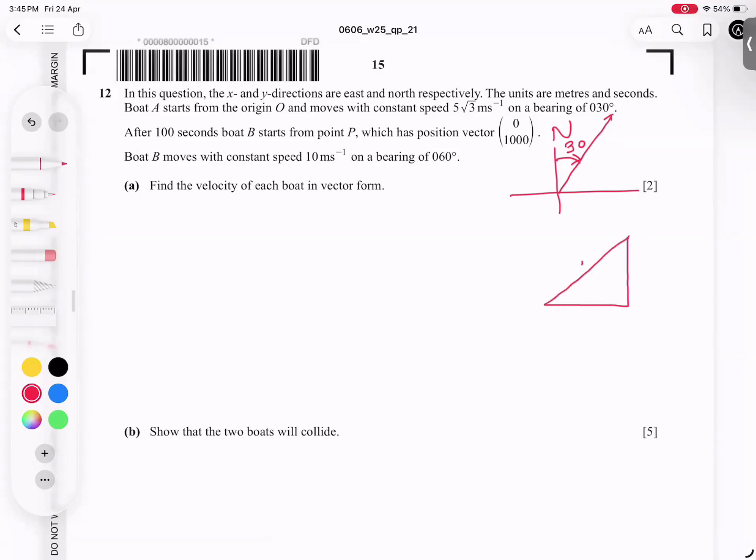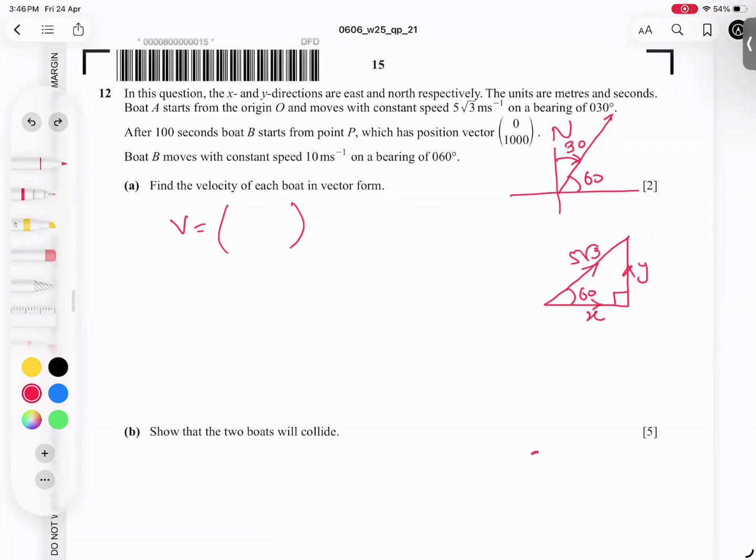And this speed is 5 root 3, and this angle is 60 degrees. Why 60 degrees? Because you can see from 90, 30 is gone. So how much are the adjacent x and y components? Because the speed is going this way, we have this x and this y. He is asking for the velocity, and velocity contains two parts, magnitude and direction. But I think we can find it directly from here. This component is x and this component is y.